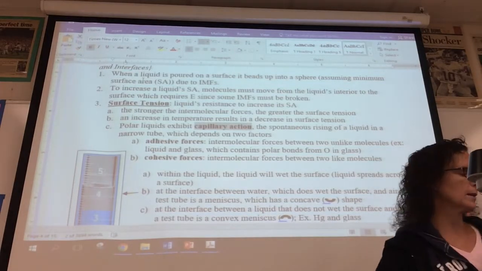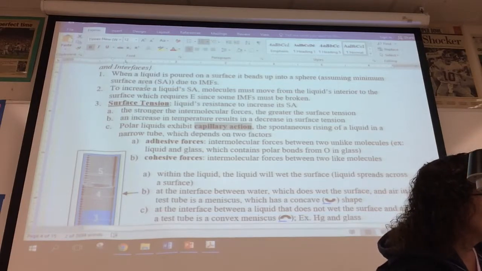That is, it wouldn't be able to spread out. And the reason for this is due to surface tension. This is a liquid's resistance to increase its surface area, and this has a lot to do with the cohesive properties of the liquid.